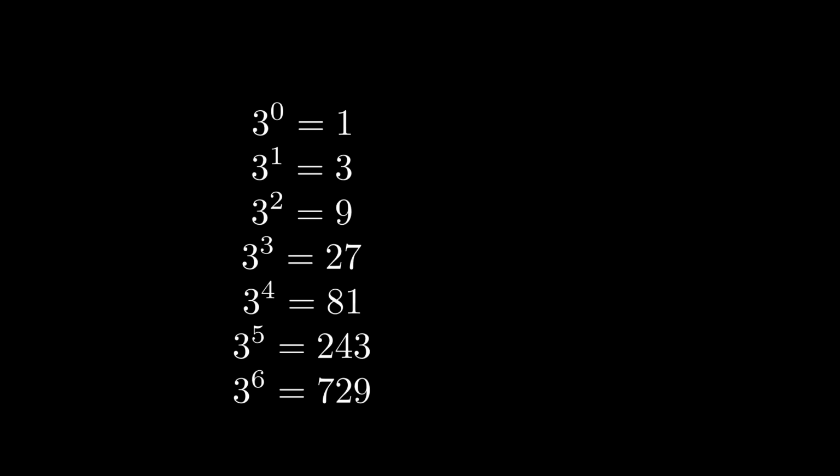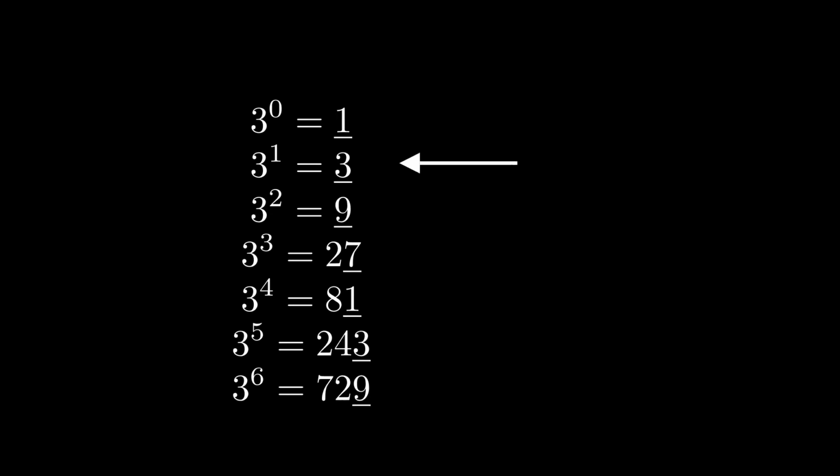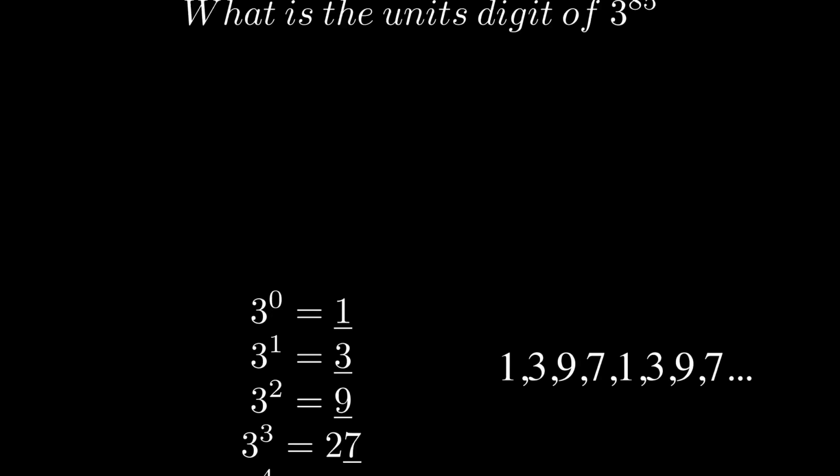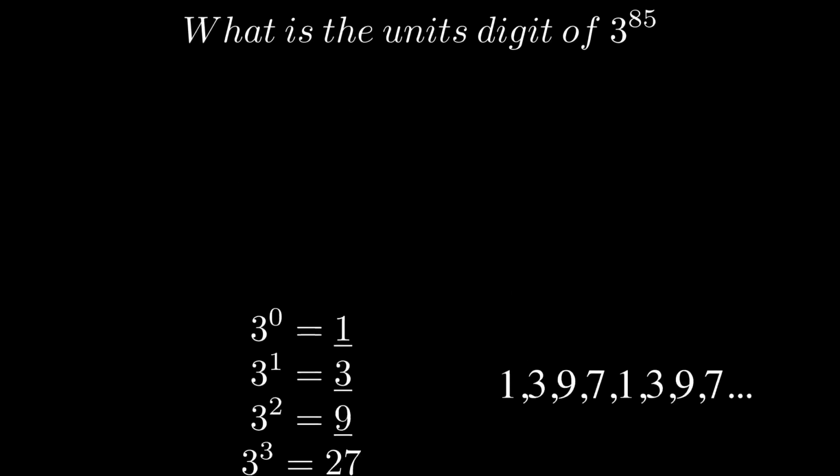Wait a minute. Look at the units digit of every power. 1, 3, 9, 7, 1, 3, 9. This looks like a pattern. 1, 3, 9, 7, 1, 3, 9, 7, and so on and on. Every fourth number we repeat. Okay, but how is this going to help us solve the question?